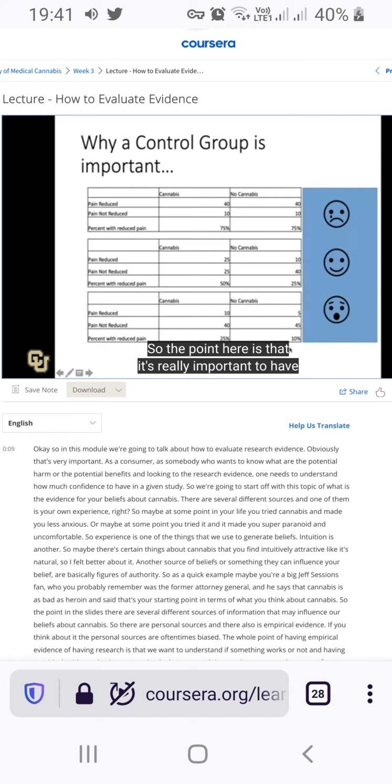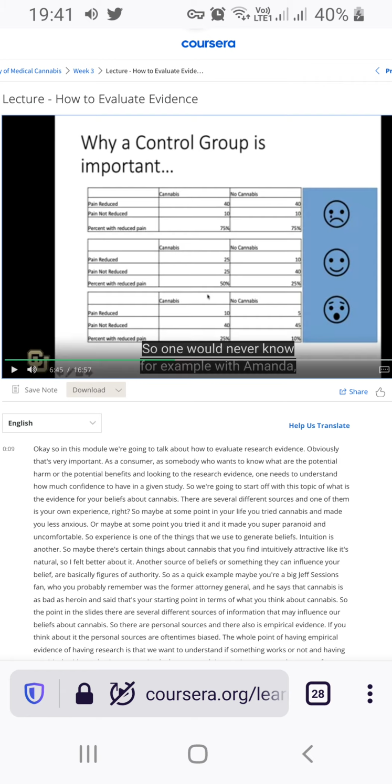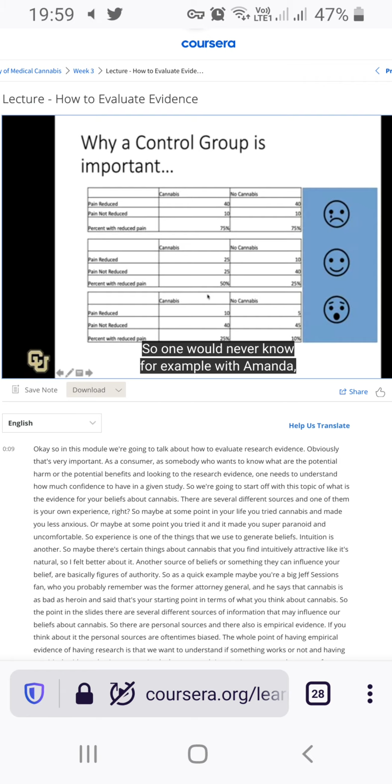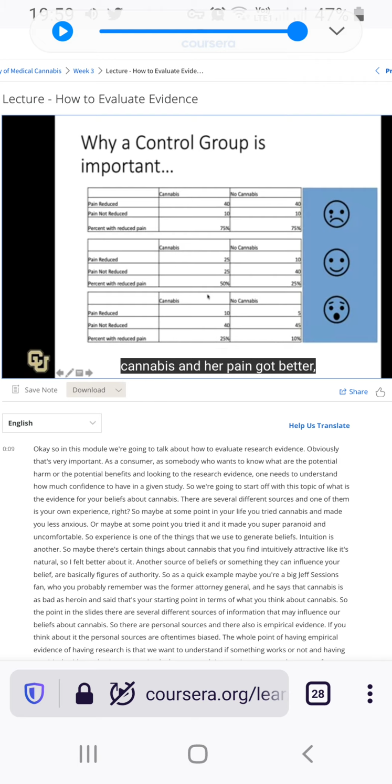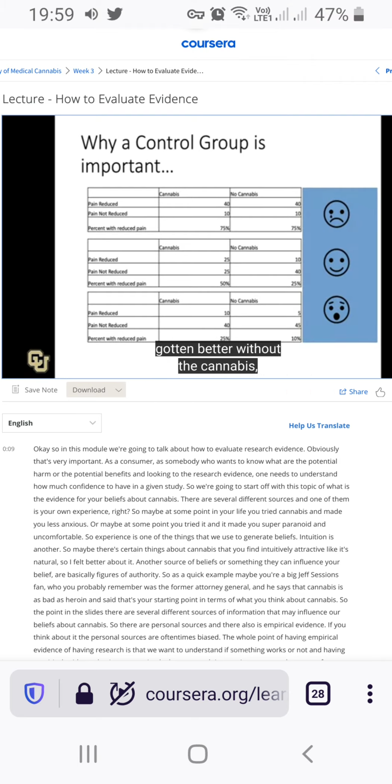So the point here is that it's really important to have a control group in order to interpret the results of the cannabis condition. And so one would never know, for example, with Amanda, since she only took the brownie with cannabis and her pain got better, it's entirely possible it would have gotten better without the cannabis. And we wouldn't know that for sure unless we had both the cannabis group and the control group.